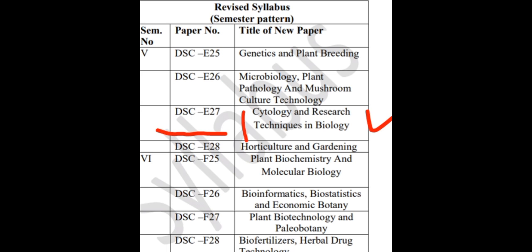Paper number 11, code DSC E27, the title is Cytology and Research Technique in Biology. It will be dealt with by me. And paper number 12, DSC E28, title Horticulture and Gardening, will be dealt with by Mujaur sir. So the papers for semester 6 we will discuss in the next semester.